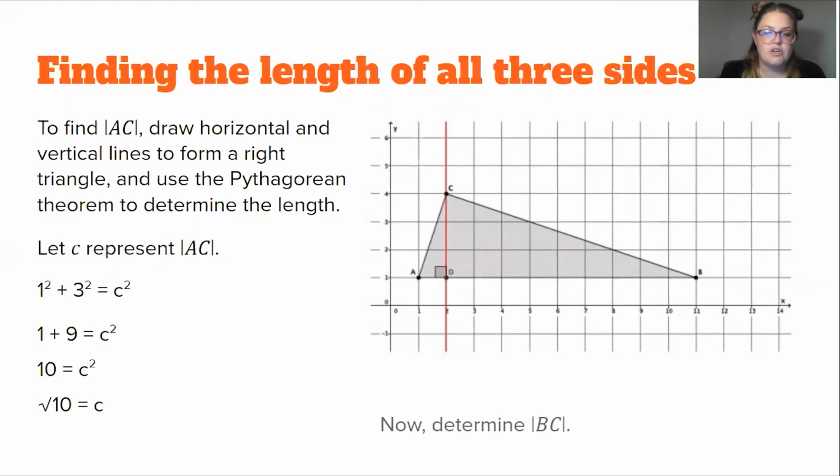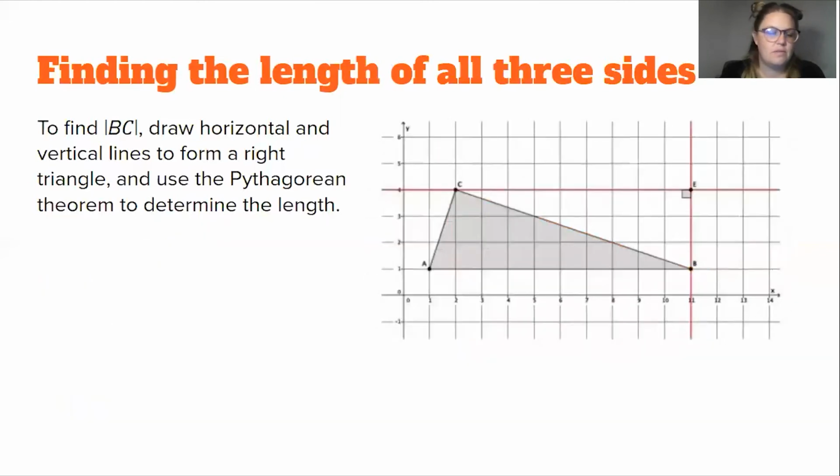Now try to determine how you could determine the length of line BC, which is marked here in orange. You can pause the video to try and solve this. To find the length of line BC, we can draw a horizontal and vertical line to form a right triangle and use the Pythagorean theorem to determine the length.